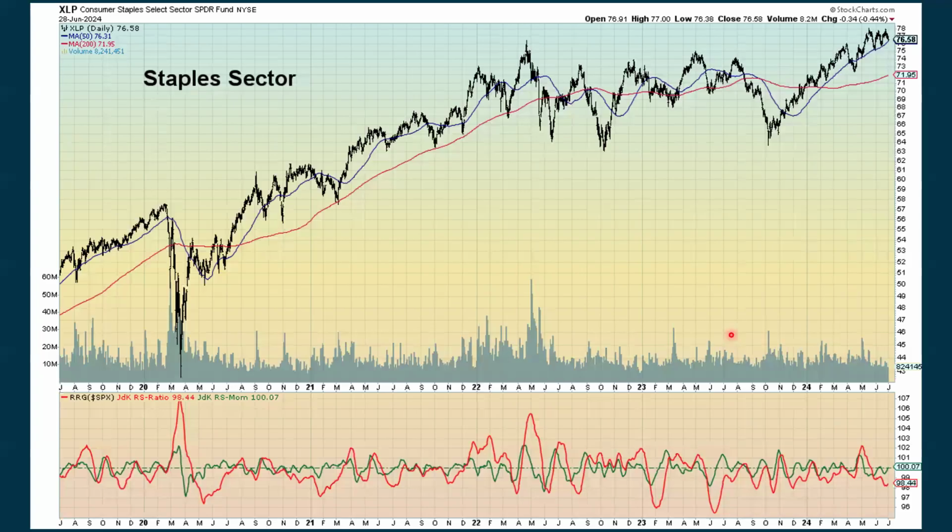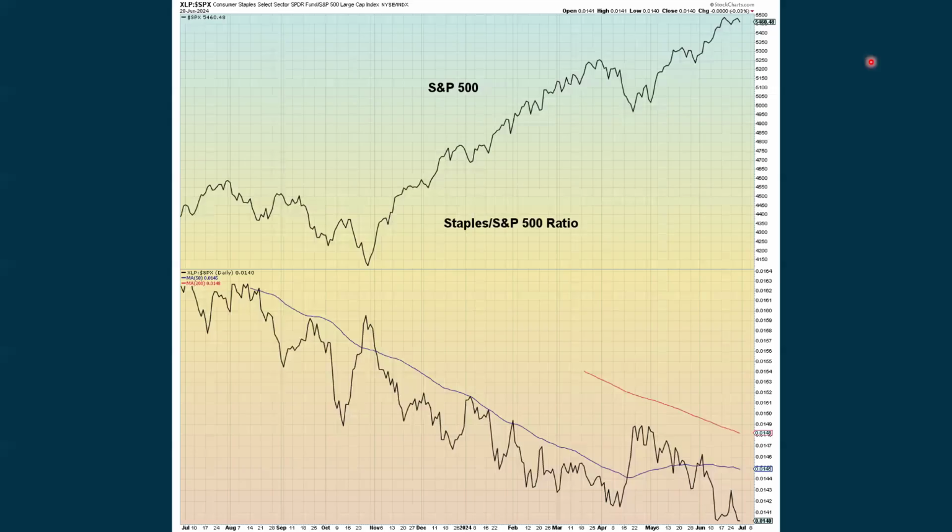The staples sector, this is an area that we're keeping an eye on because this is more defensive. And when folks get into this, just think of toilet paper and toothpaste, things that you have to have no matter what's going on in the economy. Seeing a little bit of improvement lately with momentum and relative strength and still above its 50-day moving average when you look at it by itself. But when we compare it to the S&P, it is underperforming.